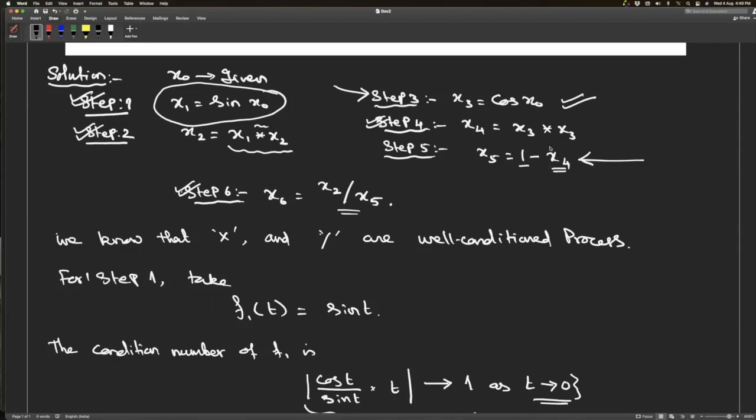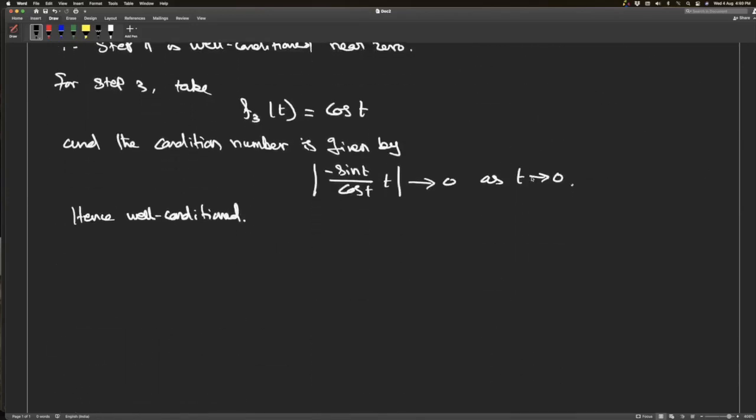Okay. Remember, x4 is coming from cos, basically, right? x4 is basically cos square x0. Therefore, when x0 goes to 0, x4 goes to 1. Therefore, it has problem. Okay, this step will have problem, but from the examination point of view, don't write it directly, but you write the condition number, check it and show. That is your exercise.